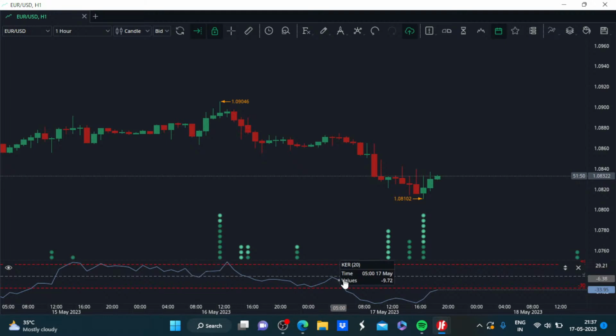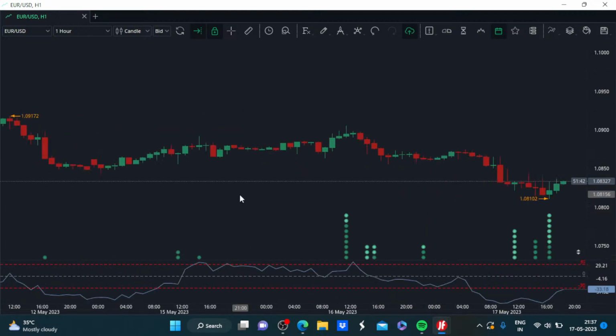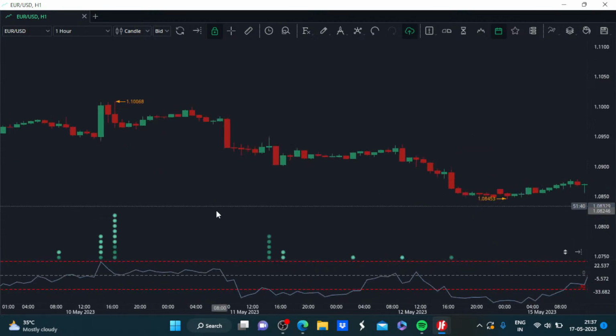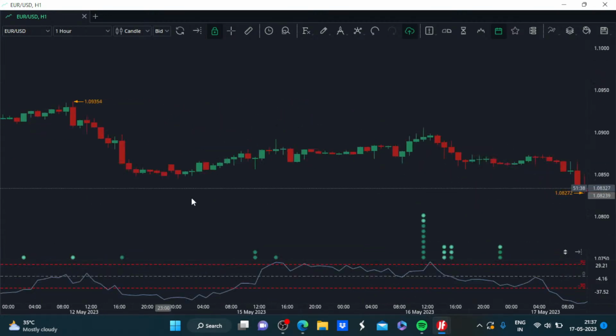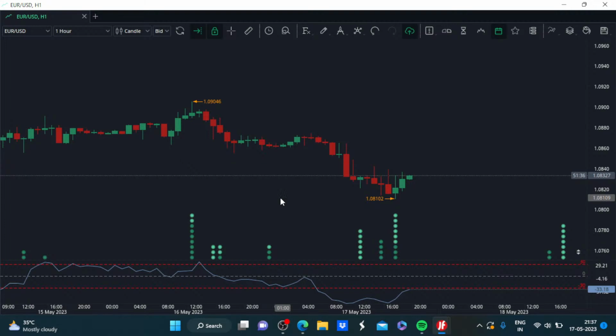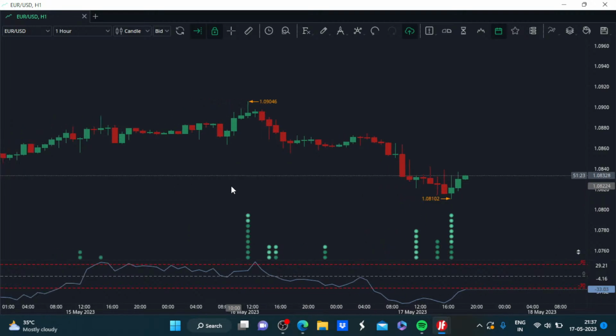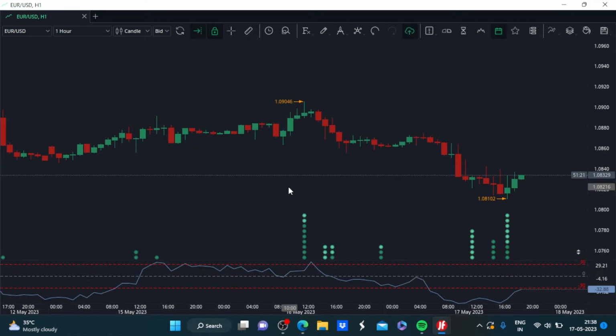Its output can vary from 100 on the higher side to minus 100 on the lower side. The output can't go beyond that as per the design. This is a kind of oscillator. We have seen various oscillators like RSI, CCI, and various other such indicators. There is one more oscillator which gives you the direction of the trend.